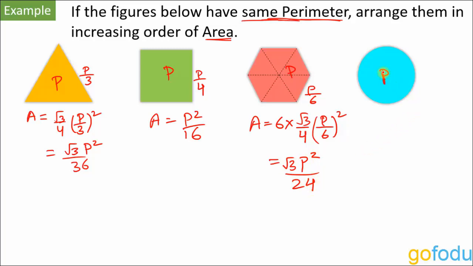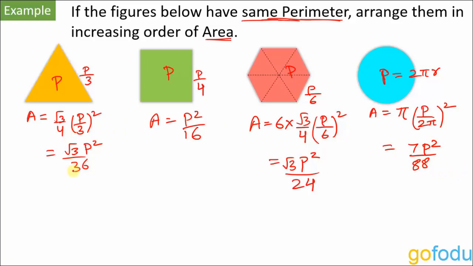Circle's perimeter. Circle's perimeter is what? Circle's perimeter is same as circumference of the circle. So perimeter is equal to 2 pi r. R is equal to P upon 2 pi. And area is pi r square. R is P upon 2 pi whole square. This will be P square upon 4 pi. And if I put pi as 22 upon 7, this will be 7P square upon 88.